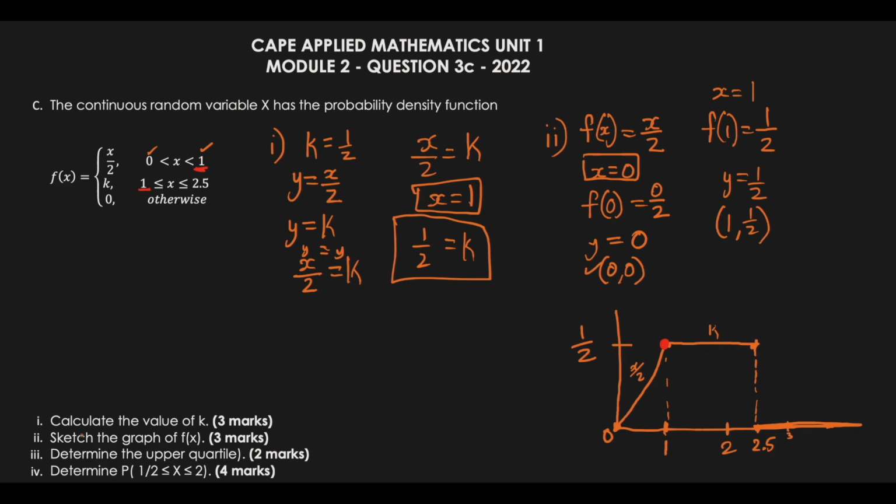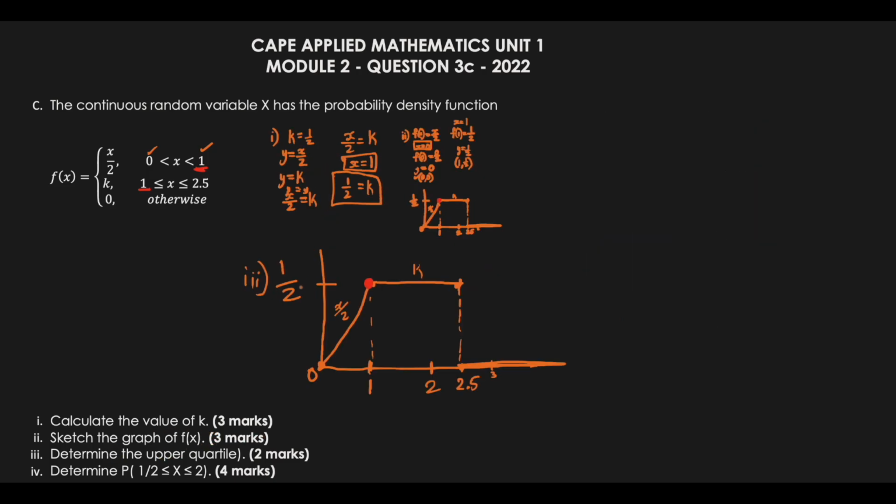Now the next part we need to figure out would be the upper quartile. The upper quartile. So for part 3, I'm going to use my value here, the half. What I have to figure out here is where the value of the upper quartile would be.